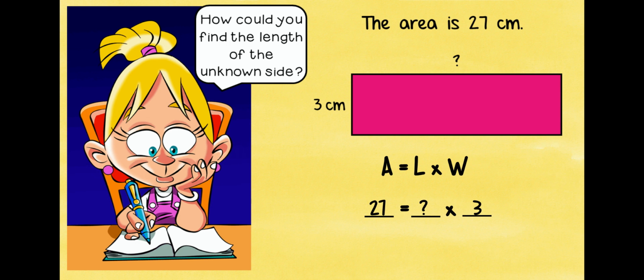All right, hopefully you took the time or paused the video to calculate out what times 3 gets us 27, and that missing number is 9. 3 times 9 gets us 27. So our missing side was 9.